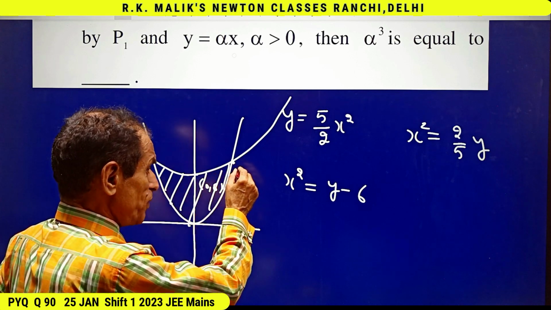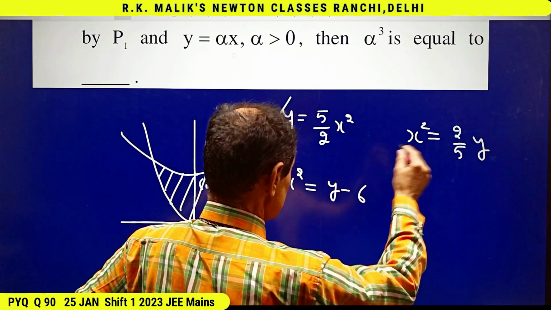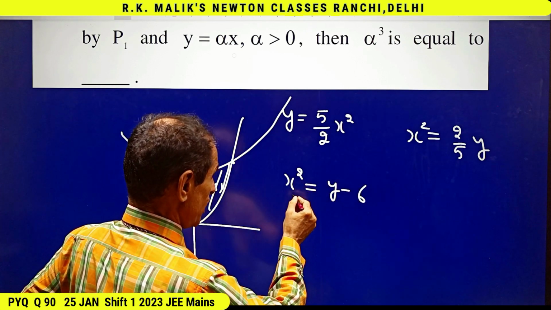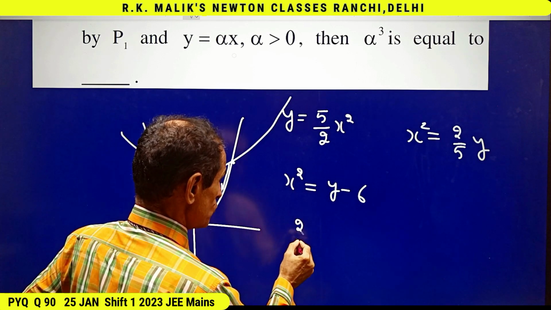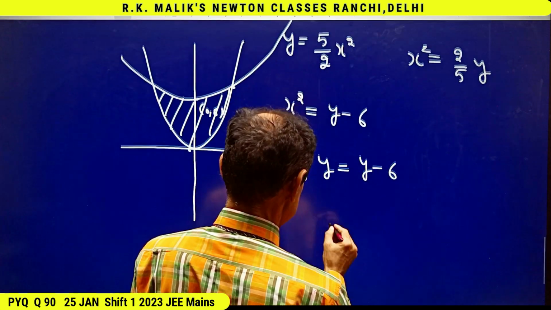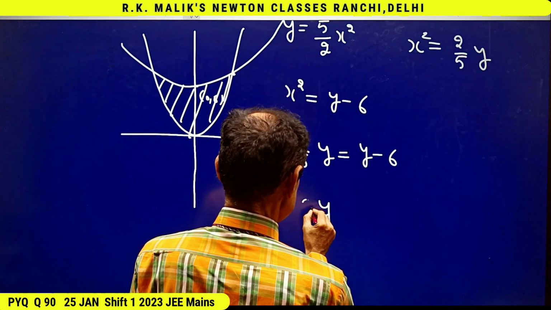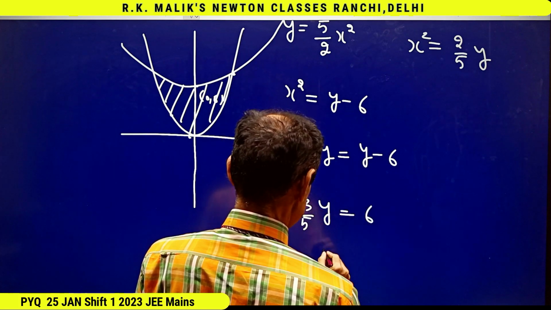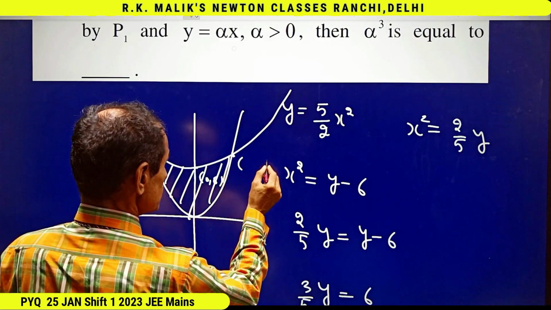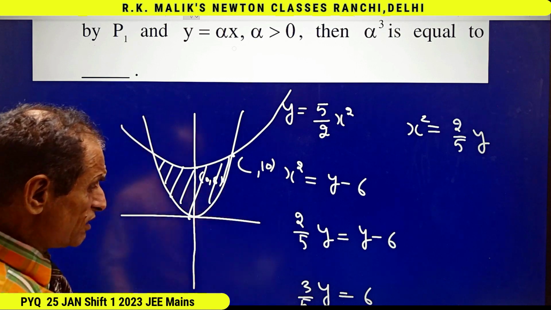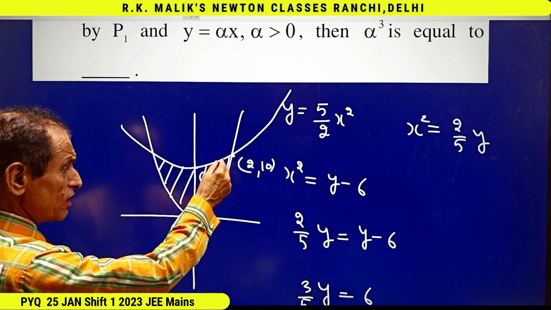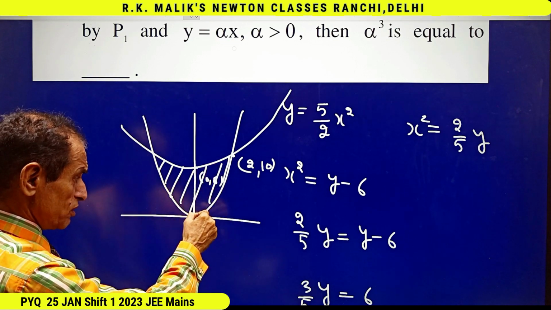Therefore, to find this point, I solve these two equations simultaneously. That is, for x square I write 2/5 y here. 2/5 y equal to y minus 6. That is y into 3/5 equal to 6. That is y equal to 10. That is, the y coordinate of this is 10. Hence x coordinate becomes 2. I just want to find the area in the first quadrant, that is the area of this portion, and I will double it.